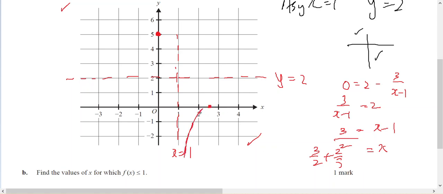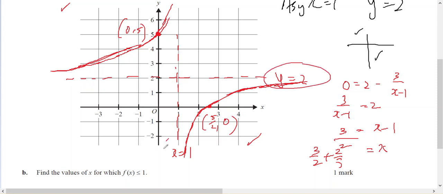So we have a graph that looks like this and like this. And I know that it's 0 on 5, and that's at 5 on 2 and 0. And label, label. Beautiful. So the question's then asking, find the values of x for which f of x is less than or equal to 1.